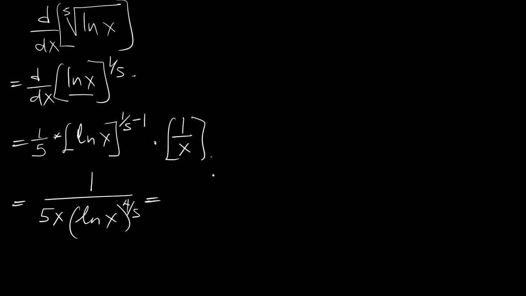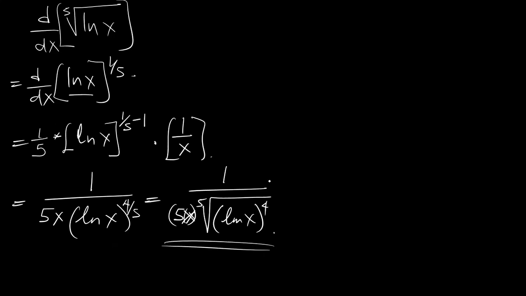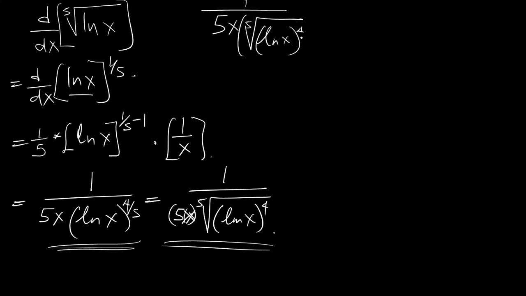This can also be written in this form: 1 all over 5x, fifth root, then ln x raised to power 4. Let me put this in brackets. This is the final answer. Let me write it properly. The answer is 1 all over 5x in brackets, the fifth root of ln x all raised to power 4. It's better I leave it in this form.